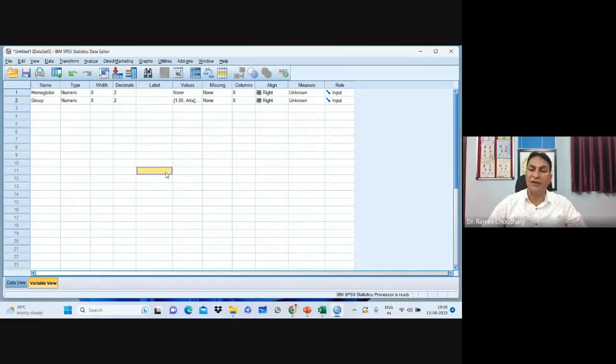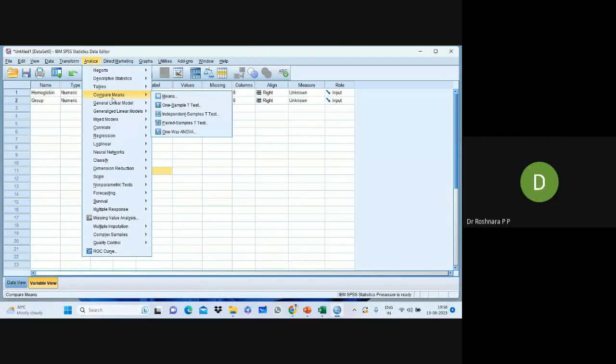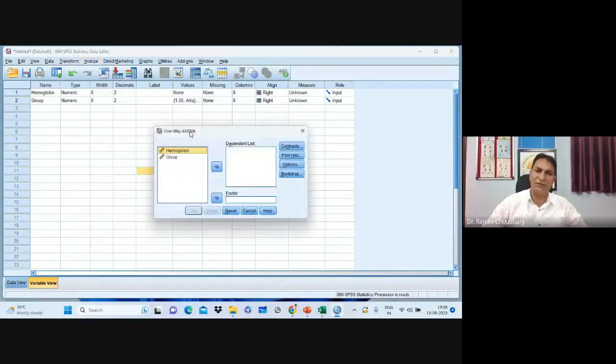Now the data entry is complete in SPSS. Now we have to give the command for analysis. Click on analyze. Then compare means. Now one-way ANOVA. Click on one-way ANOVA. Bring hemoglobin into the dependent list and group into the factor.